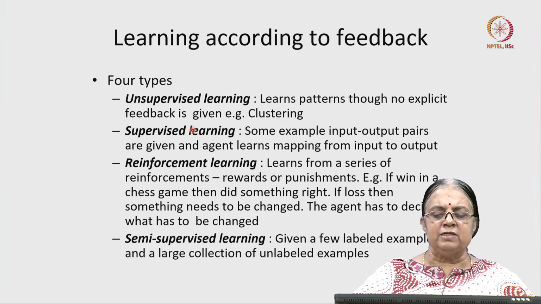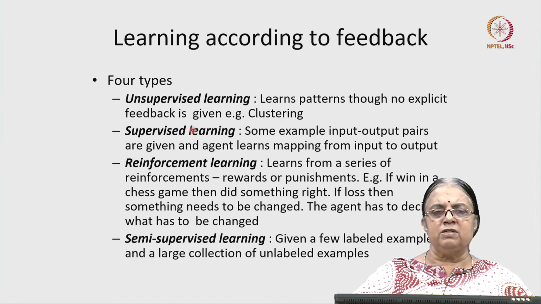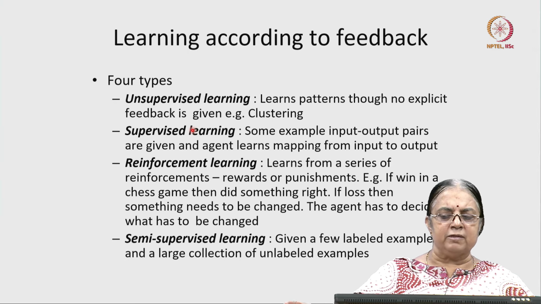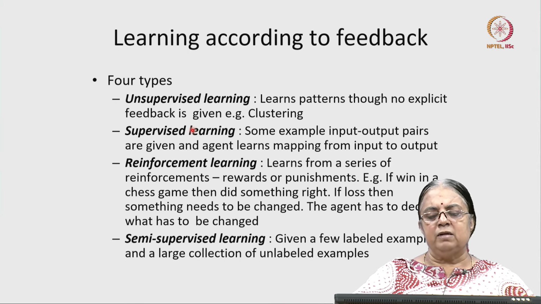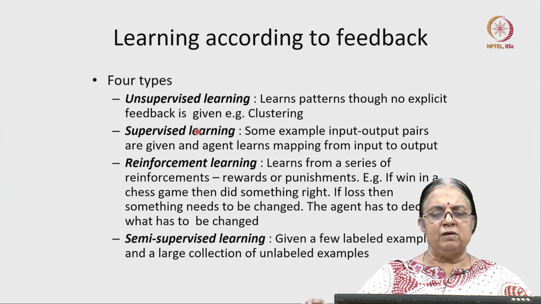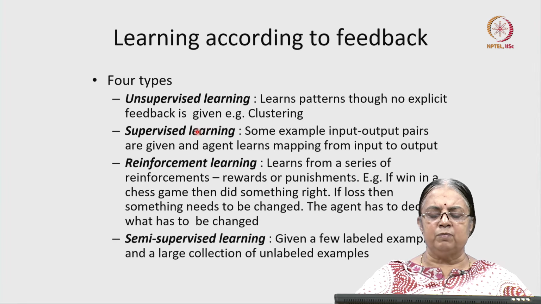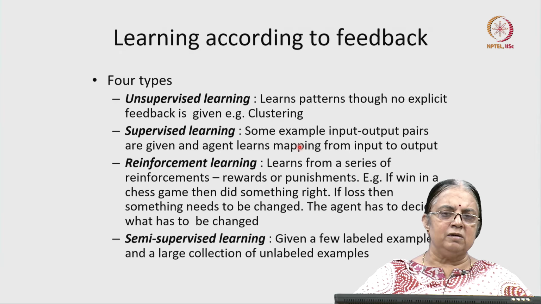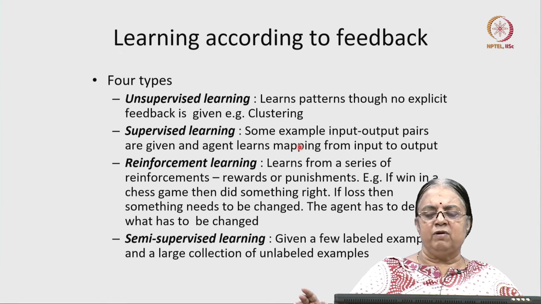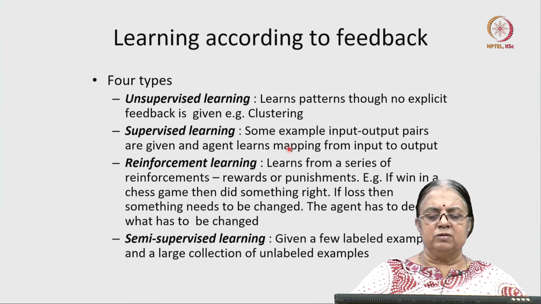Next is the supervised learning. So, you are given some example input output pairs, and the agent will learn a mapping from the input to the output. So, when it learns a mapping from the input to the output, when you get a new pattern, it will take that input and find an output for it.